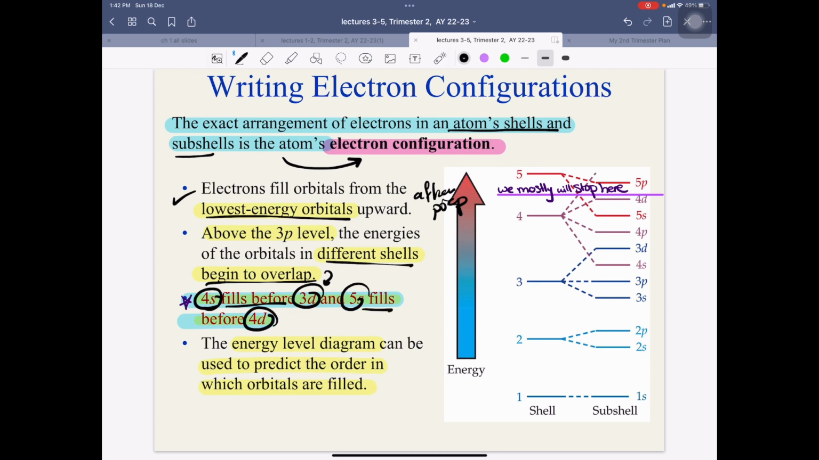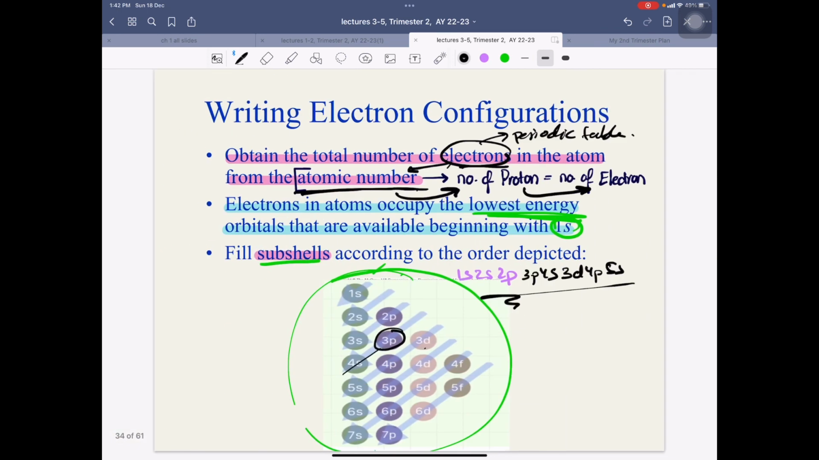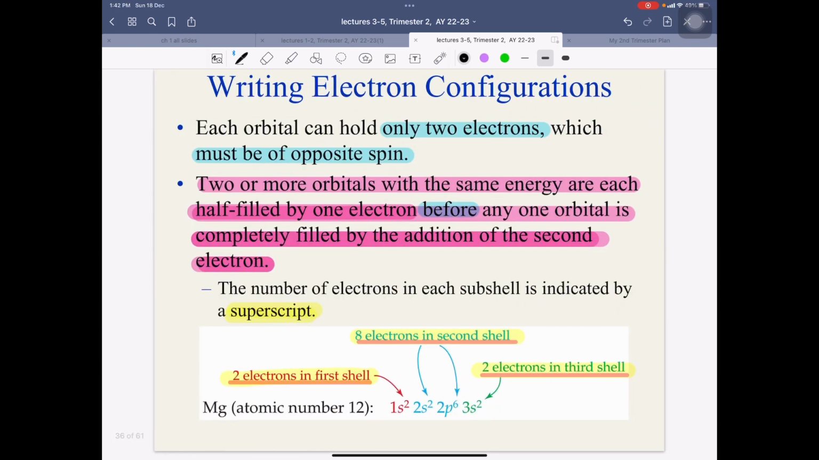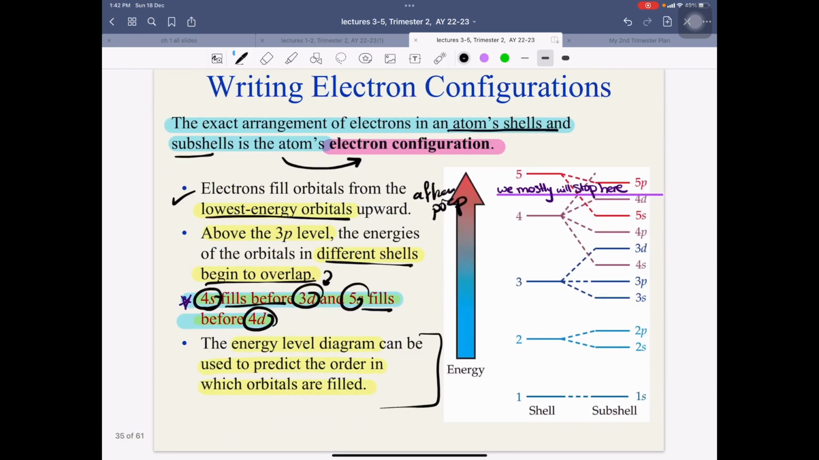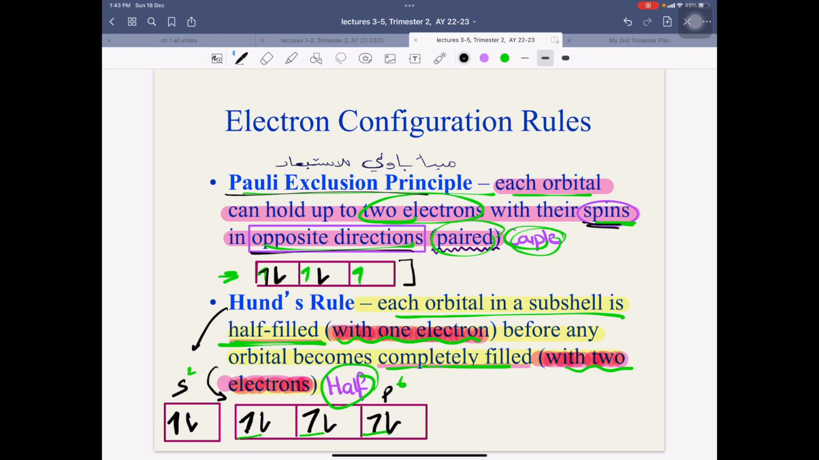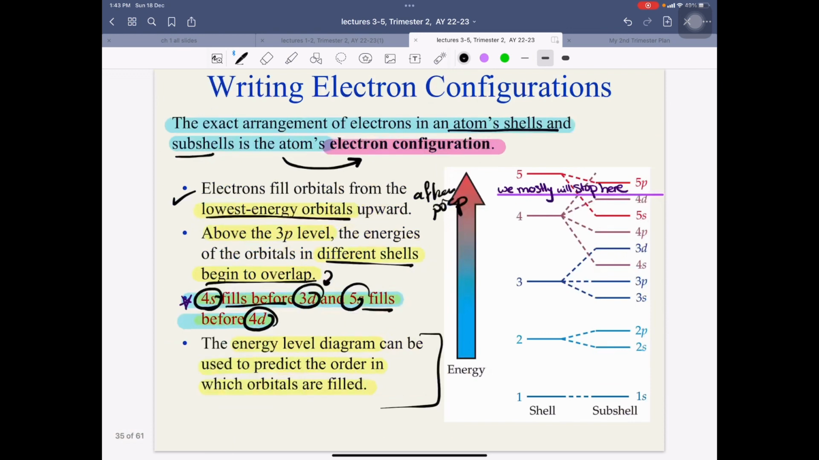The energy level diagram can be used to predict which orbitals are filled. The easiest is the energy diagram عشان أعرف which orbitals are going to be filled first. أحفظ هذا the energy diagram. After that, each orbital can hold only two electrons which must have opposite spins. زي ما قلنا نفس الرولز اللي اتبعناها، Pauli exclusion principle إنه opposite spins. Pauli exclusion principle.